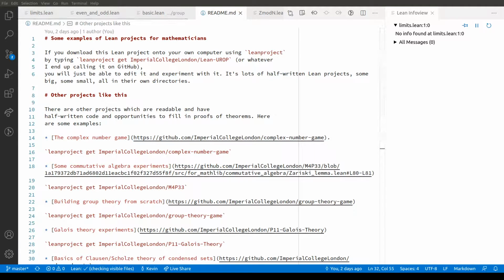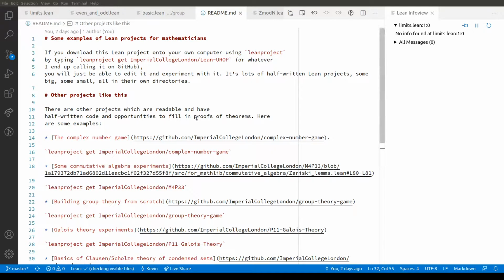If you do this Lean project, I'm just typing in the chat: lean project install, lean project get ImperialCollegeLondon example lean projects. There, let's put that in quotes. Oh, why do we put it in quotes? So there we go. That's the repo I'm working on.